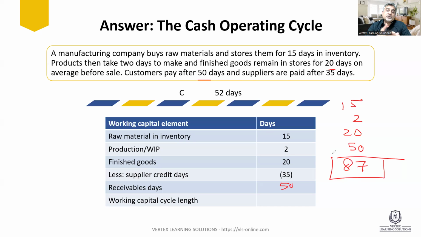But then, of course, 87 days is a long funding period. Then I go to a supplier and I say, how much credit do you give me? And the supplier says that I'm going to give you 35 days credit. So that is a relief. So I say, okay, 87 minus 35, that is equal to 52. So this 35 days, which is a supplier credit, that is a relief. Because if the supplier says, no, I'm not giving you any credit, you have to pay cash, in this case you have to fund your business for 87 days.